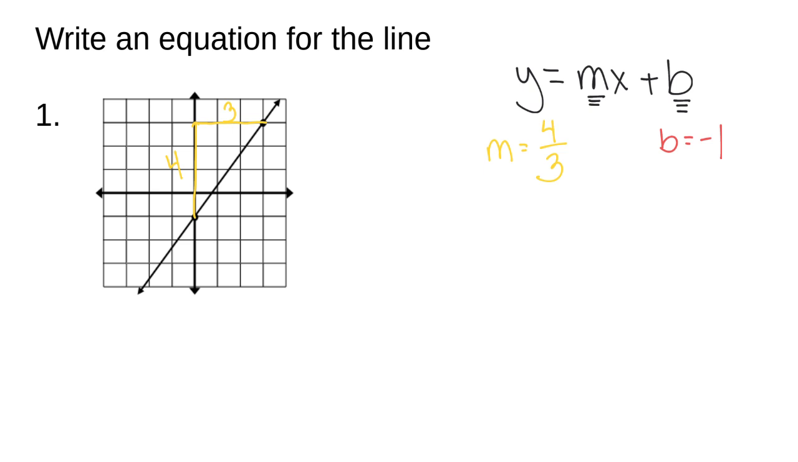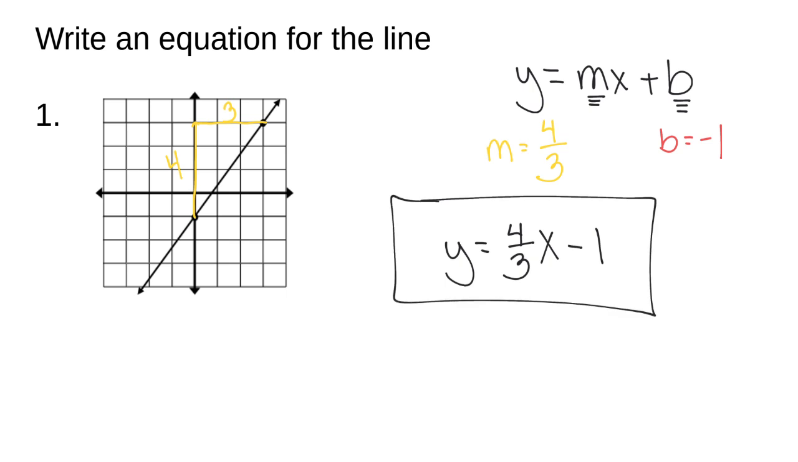Once you know your m and your b, we rewrite our slope-intercept form with the value 4/3 in the m spot and -1 in the b spot, and this is the equation for that line.